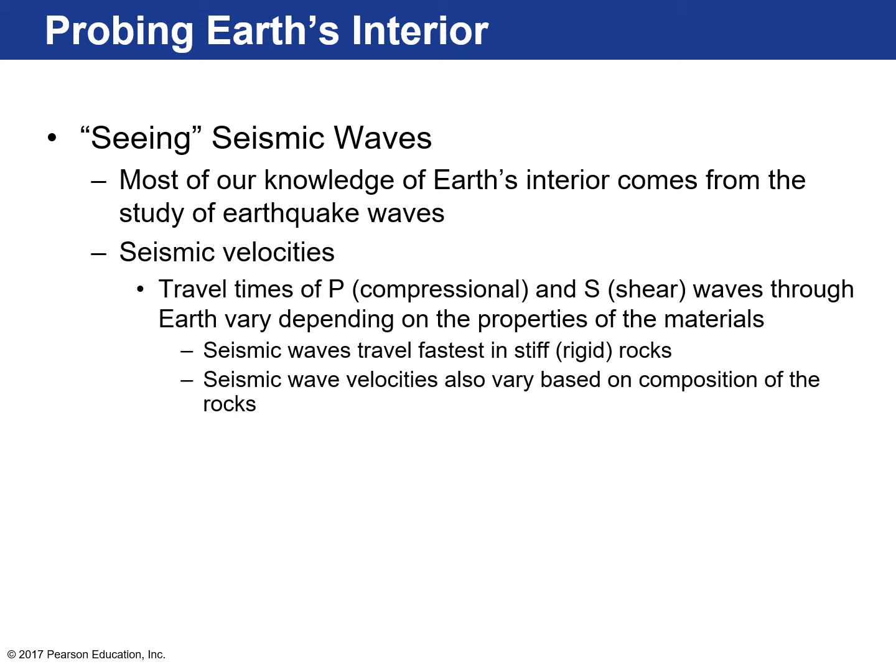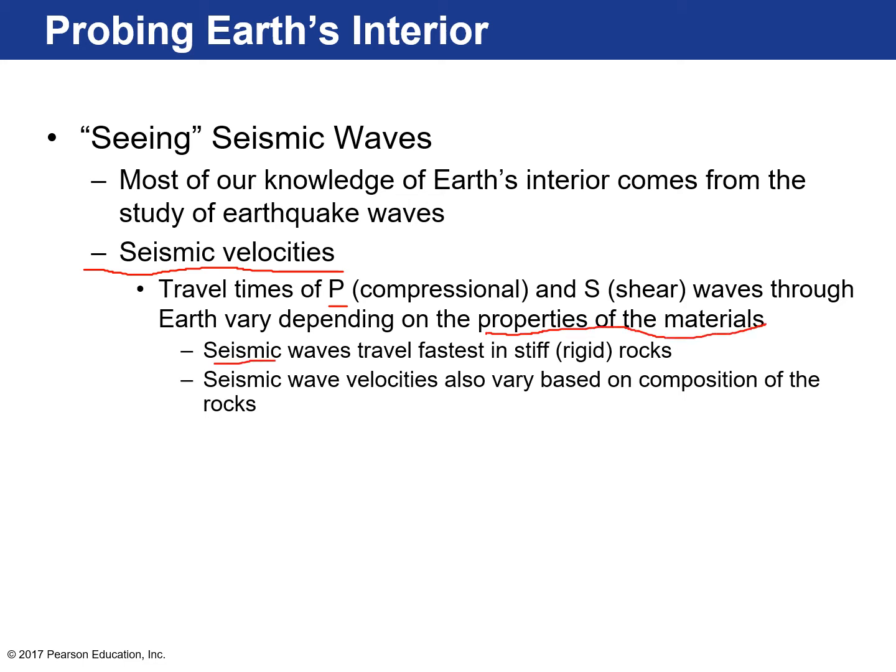And seismologists understand the interior of the Earth through indirect data, looking at seismic velocities, or seismic waves traveling through the interior of the Earth. As they pass through different materials, their velocities change and vary. The travel times of primary waves, or compressional waves, and shear waves vary depending on the properties of the material they move through.